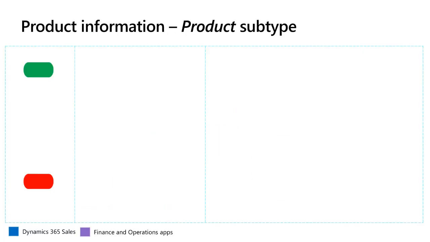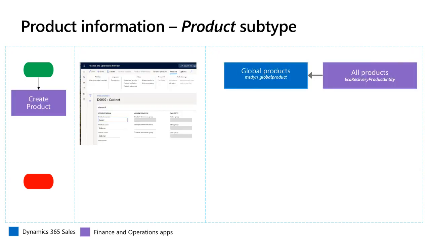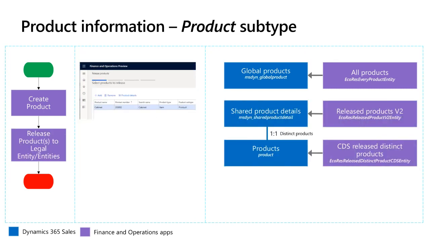So from a product information management perspective, in finance and operations, we have two different product subtypes. We have the product subtype, so these are distinct products when they're released. Or we have the product master subtype, so these, when they're released, are product variants. Think of a T-shirt that has different sizes and colors. If we look at the flow for a product subtype, we are creating the product. That's triggering this integration here with all products. And then when we release those products to legal entities, we are also triggering these two flows.